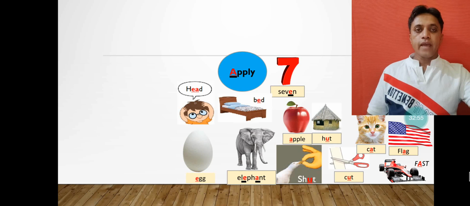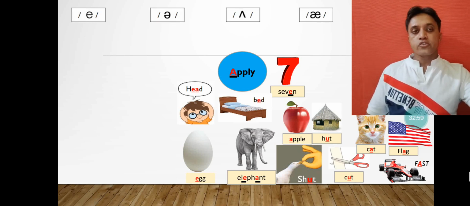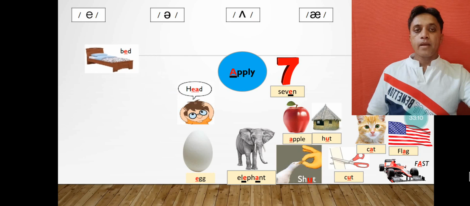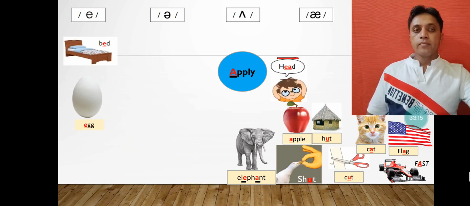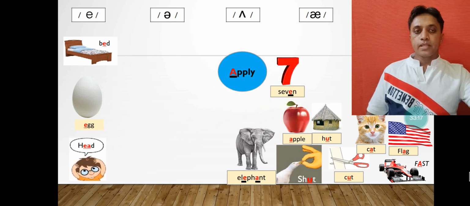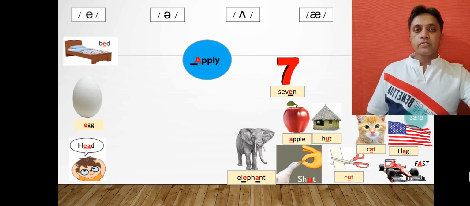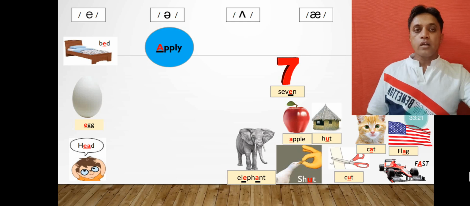Alright, we have the next 4 single vowel symbols and the images below. Let's try to put the images under the correct vowel symbol as per their pronunciation. So the first is short e, and the images that go with this sound are bed, egg, head. The next is schwa, and the images that match with this sound are apply. The sound letter are highlighted in red color.